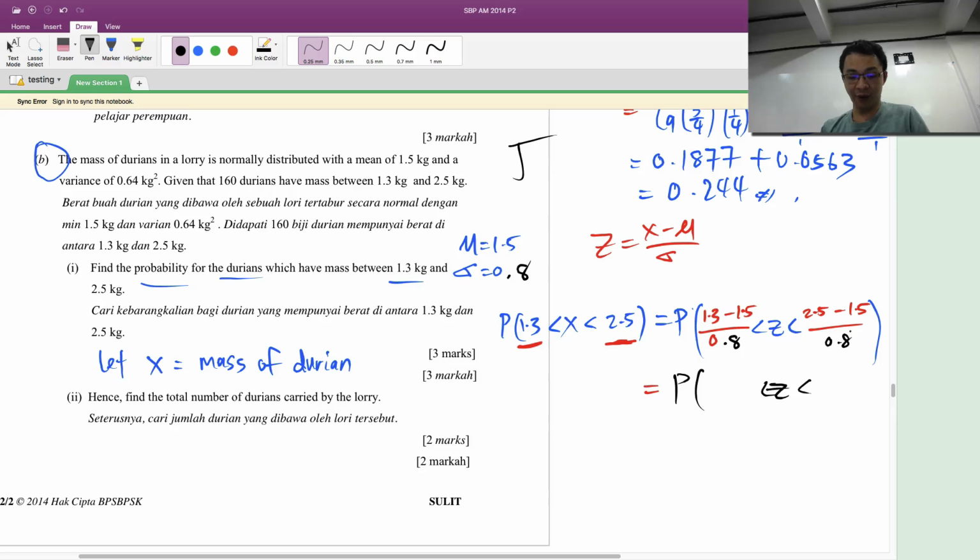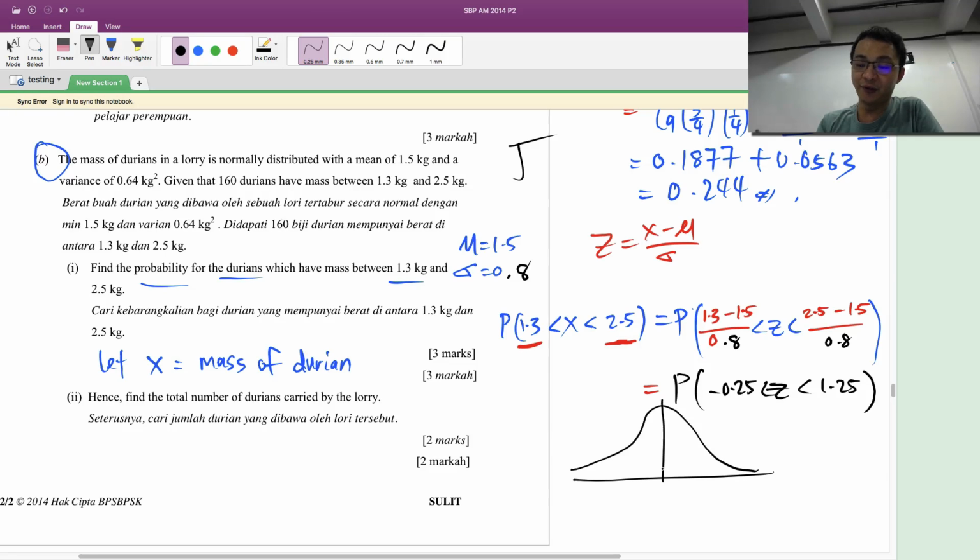So let me do 1.3 minus 1.5 divided by 0.8. The first one is negative 0.25, and then this one is 1 divided by 0.8, which is 1.25. Okay, these are the z values. After you get the z value, you need to draw the bell-shaped diagram and roughly get the idea where your area is. Let's say negative 0.25 is here, and this is 1.25. So now this is the area you want to find.